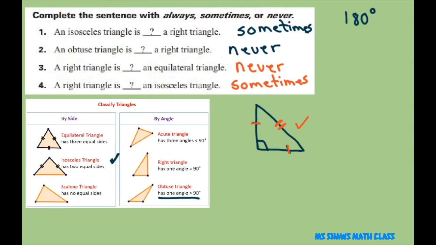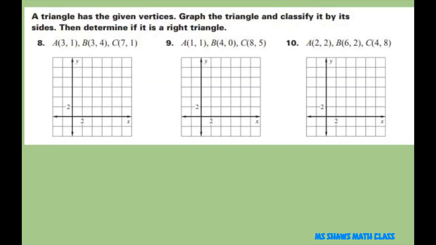All right, and then we have some more things. It says we're going to have the different vertices here. We're going to graph it and classify it by its side. Then determine if it's a right triangle.